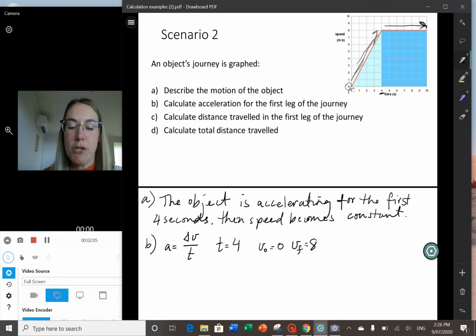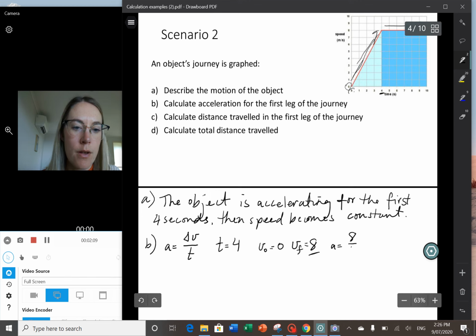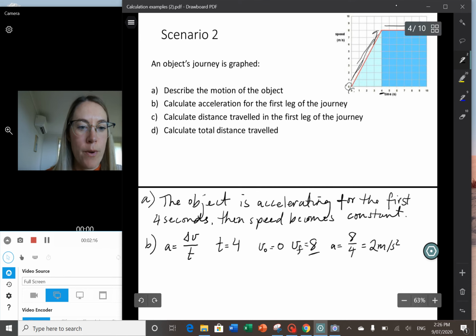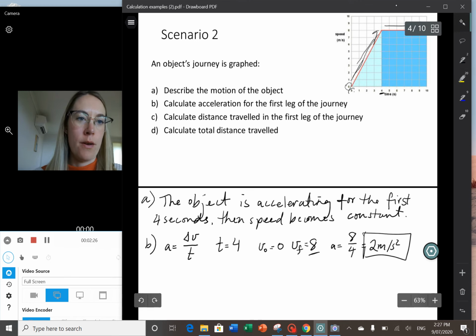So acceleration is going to be equal to 8 over 4, or 2 meters per second squared. And I'll put a box around it. Acceleration is equal to 2 meters per second squared.